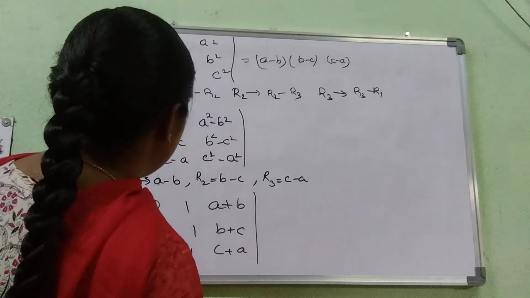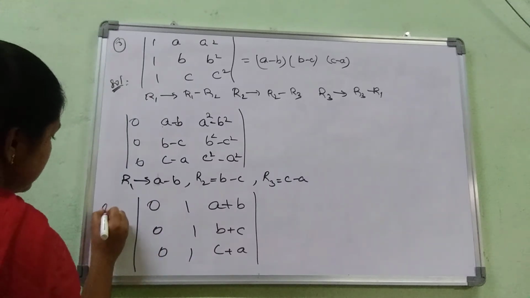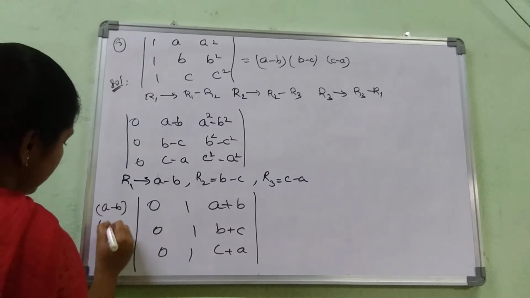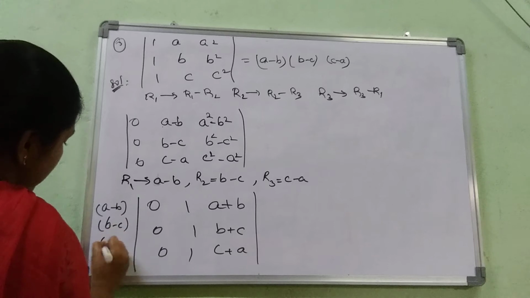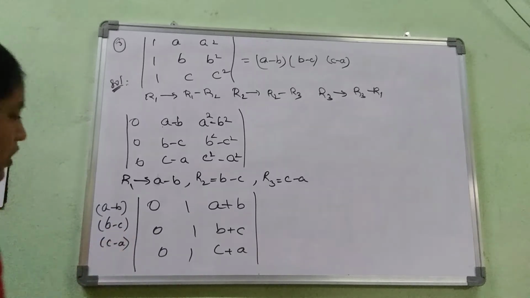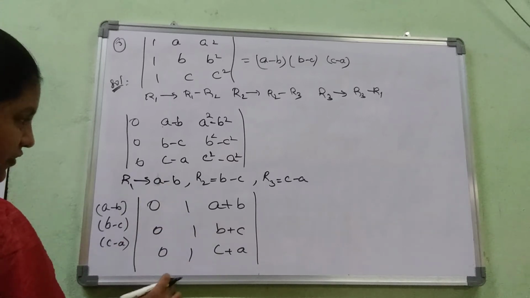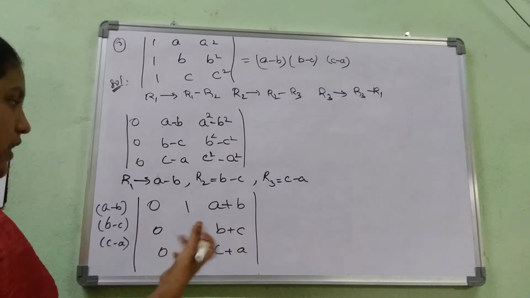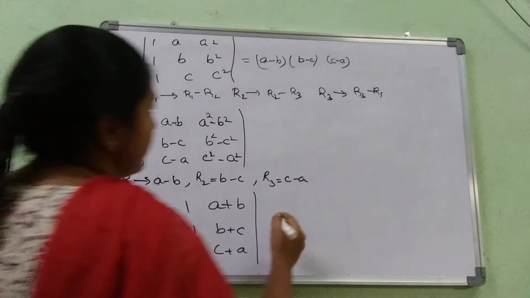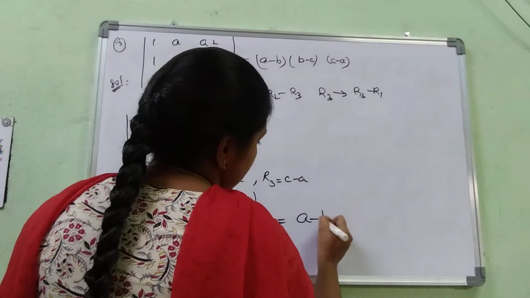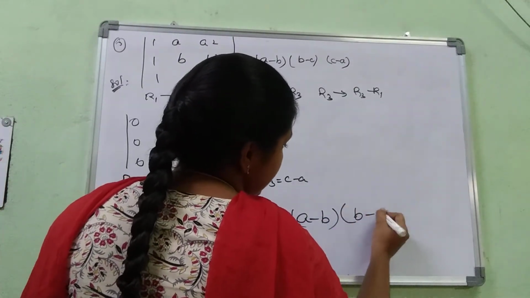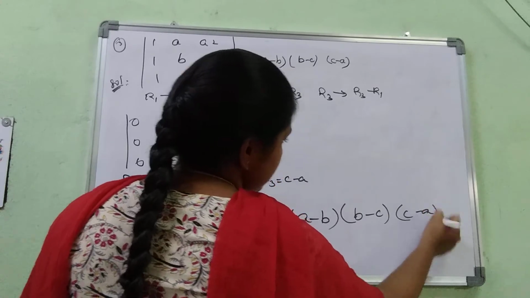So if we take those all out here, we need to write, right? So A minus B into B minus C into C minus A. So if we find here that along this column, it is nothing but 0. So therefore we proved that A minus B into B minus C into C minus A.